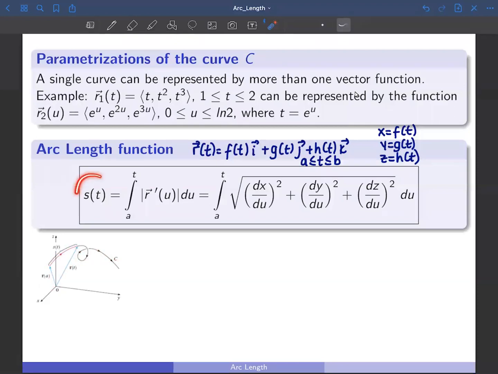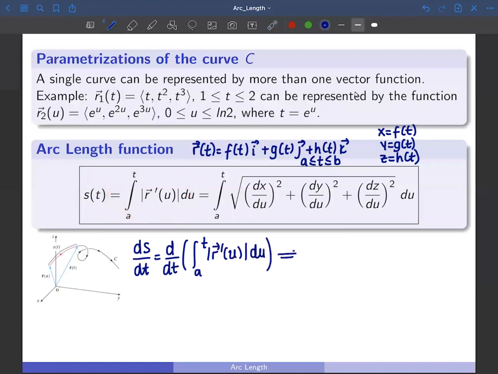Now let us differentiate these two sides of the arc length function with respect to t. So we'll have that the derivative of the arc length function with respect to t is equal to the derivative with respect to t of the integral from a up to t of the magnitude of the tangent vector evaluated at u, du. And using the fundamental theorem of calculus part 1, we have that the derivative of the arc length function with respect to t is equal to the magnitude of the tangent vector evaluated at t.